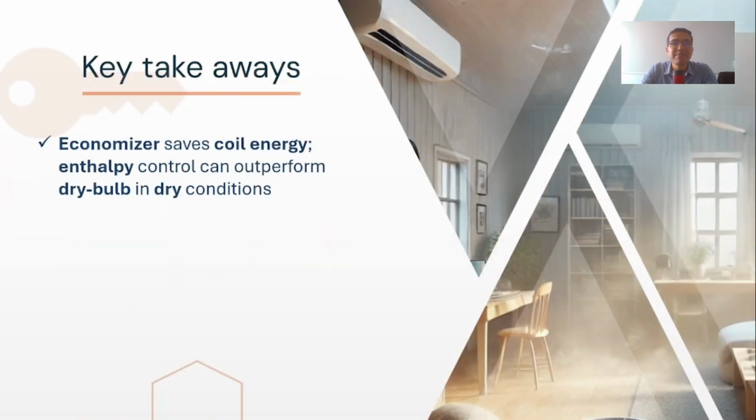Now, let's wrap up by summarizing the key takeaways from our discussion on advanced HVAC strategies. First, remember the power of the economizer. This device can deliver substantial coil energy savings. In climates with a dry season, an enthalpy-based control is especially effective because it can still save energy even when the outdoor air temperature is a little warm, as long as its total energy content is low. So remember, we consider both sensible and latent load.